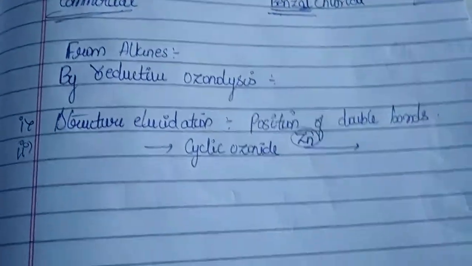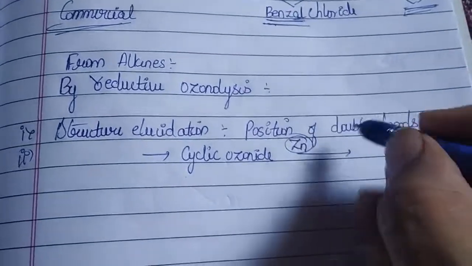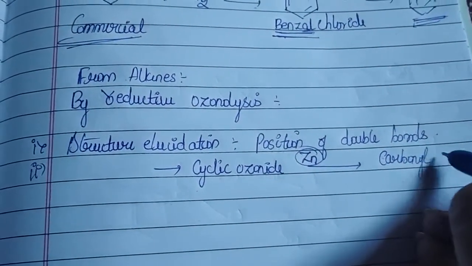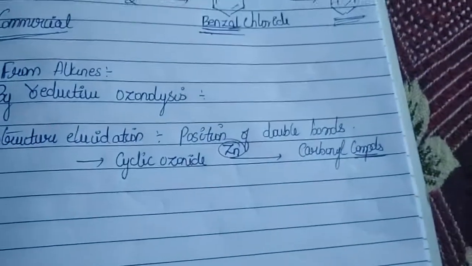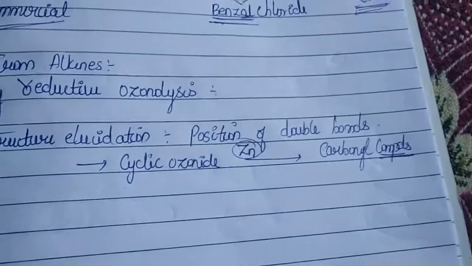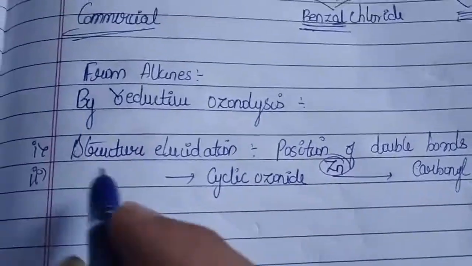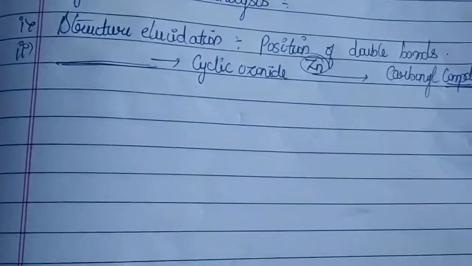This zinc also plays a vital role, which you will come to know when I explain the reactions. Finally, you will get your carbonyl compounds. Carbonyl compounds here include your aldehydes and ketones. Both aldehydes and ketones will be obtained, depending upon what type of alkenes you have chosen. So first let us deal with it.